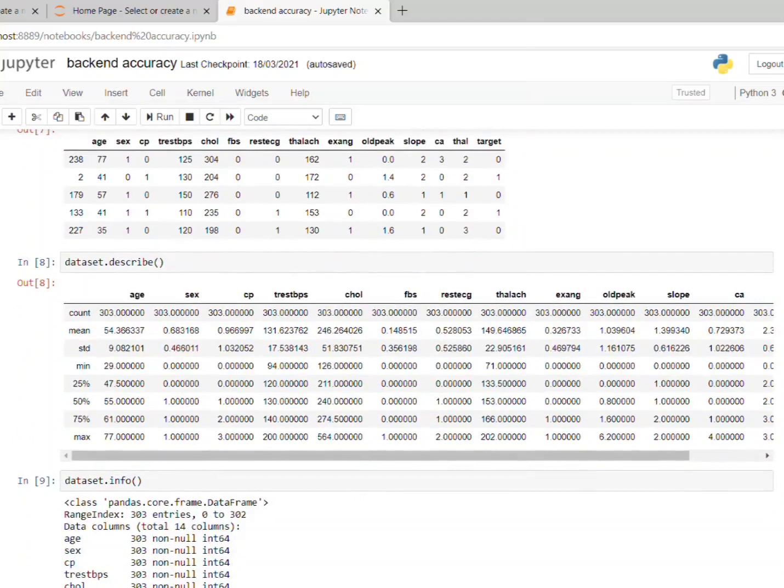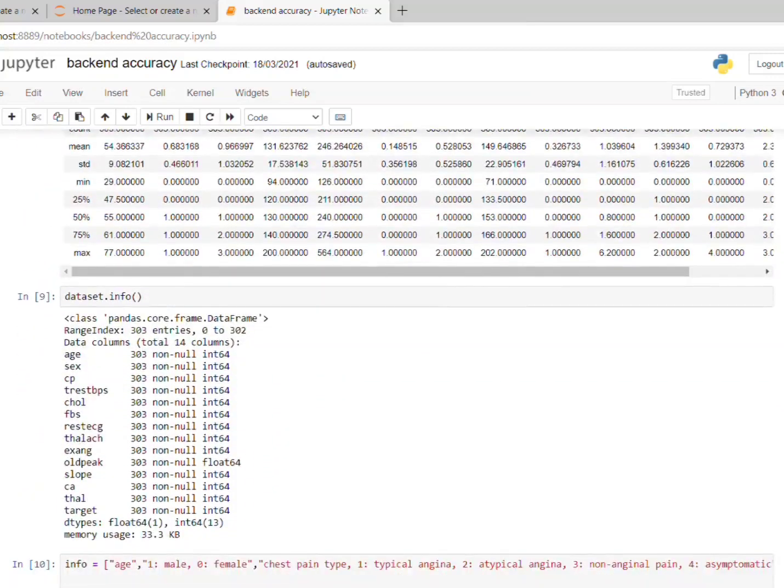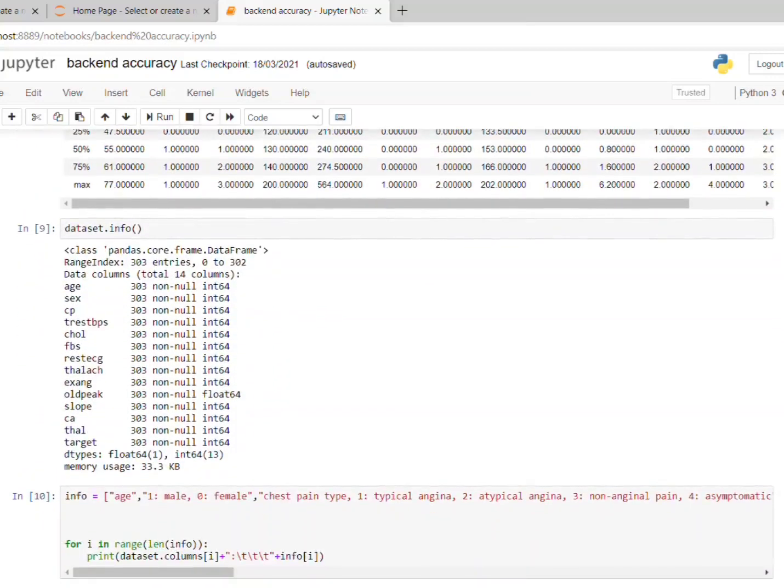And next we have given the dataset dot info. Here we have total 13 attributes, and the info function is used to print a concise summary of a data frame, and this method prints information about the data frame including the index type and the column d types.